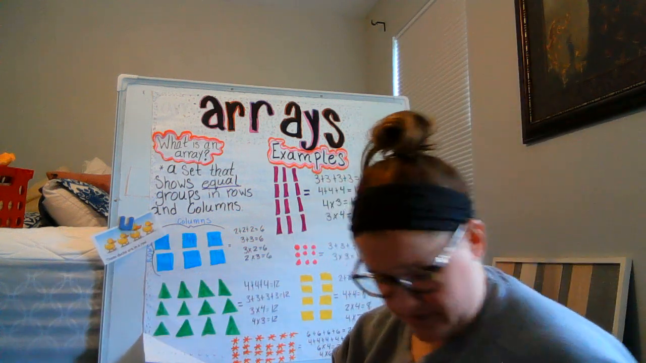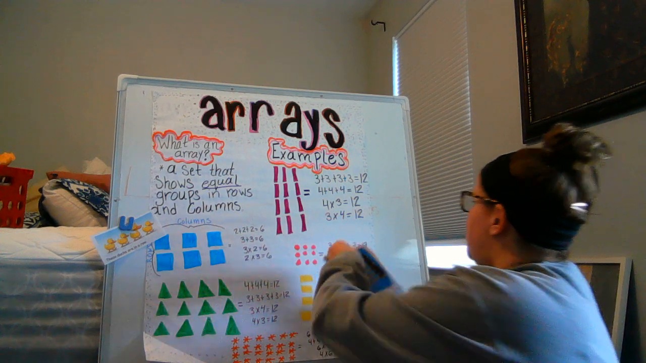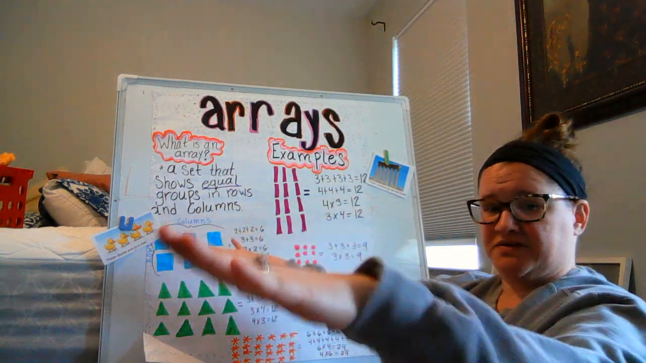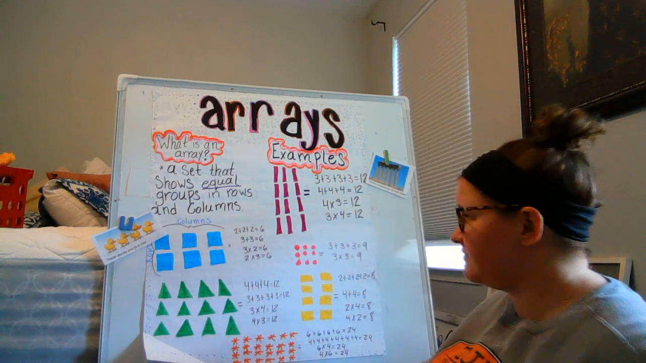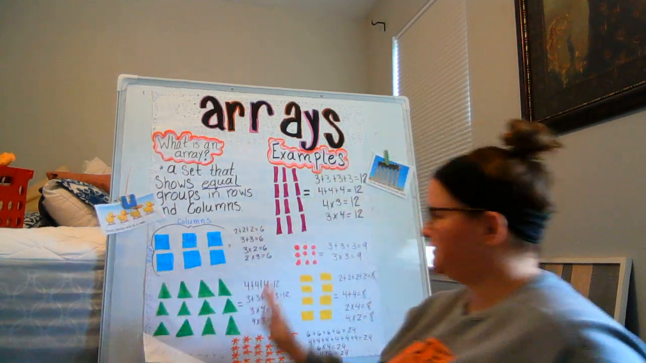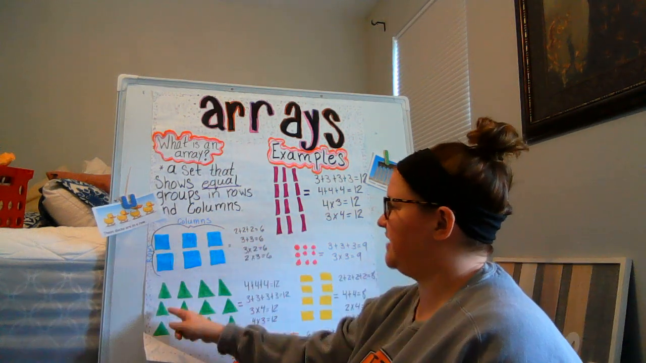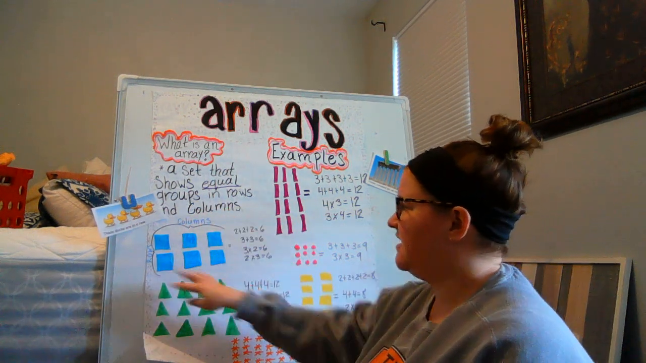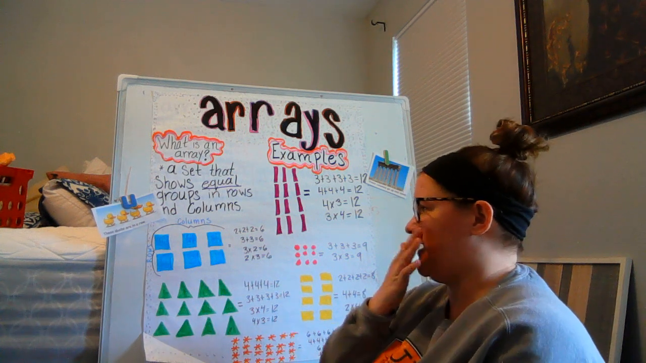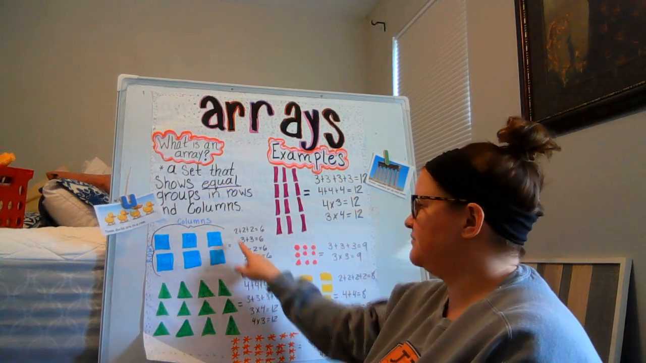Okay? So that's a good thing to remember while we're going over this. We have columns up and down. Rows go side to side. Okay? So our first picture shows columns. We have 3 columns and 2 rows. Okay? So let's start by seeing how we do it.